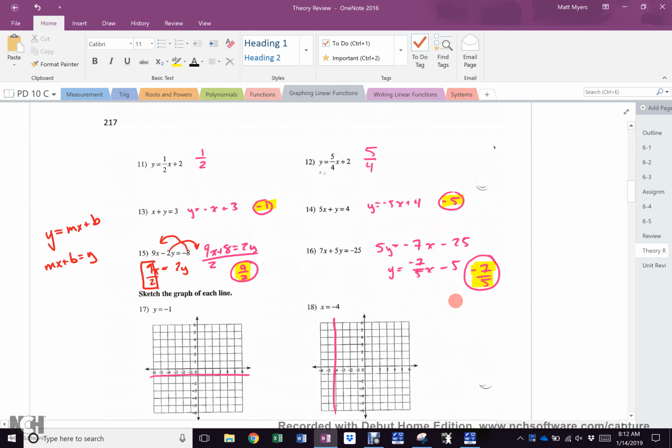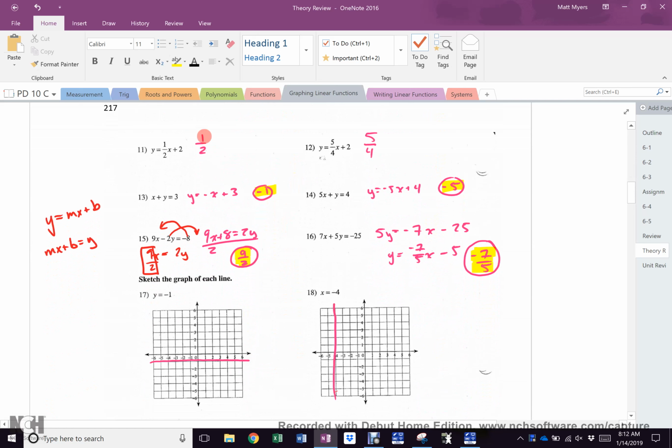There's the second page, the first half of it. Again, the highlighted answers, where it gets slightly confusing, are where you should be aiming to get to. You can see that for 13 through 16, I put them into slope-intercept form. Remember, slope-intercept form is when y is isolated.